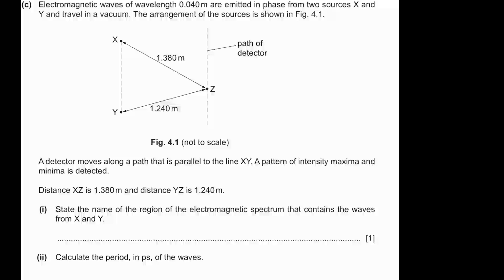So guys, wavelength is 0.040 meters. 0.040 meters belongs to which category of the electromagnetic spectrum? Radio? Radio or micro? That you should know.